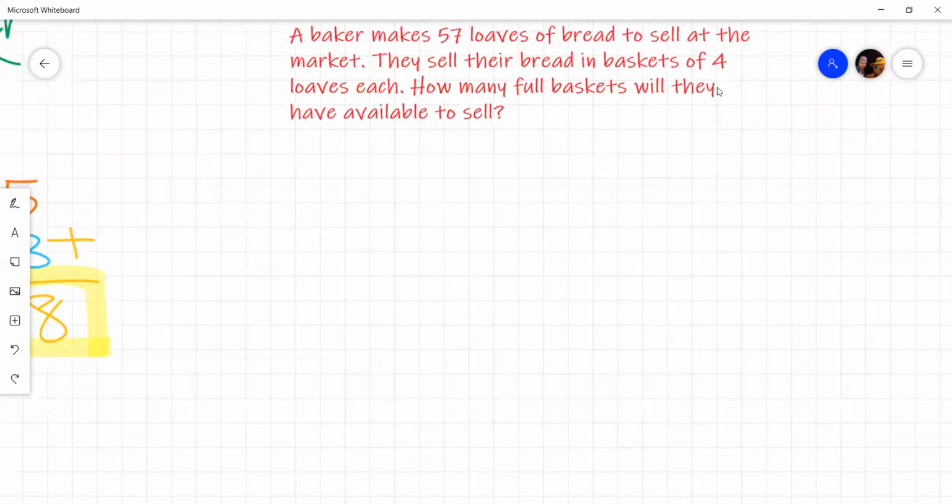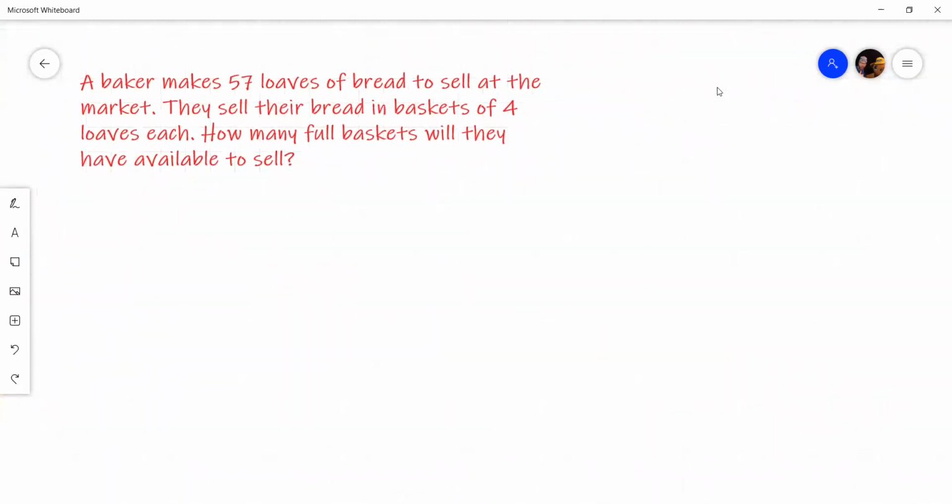I have another story for us. Here's our baker. He makes 57 loaves of bread, or he bakes them, I guess. He is a baker. He doesn't make them, he bakes them. And he's going to sell them at the market. Okay, so this baker sells their bread in baskets of 4 loaves each. So how many full baskets will they have available to sell?